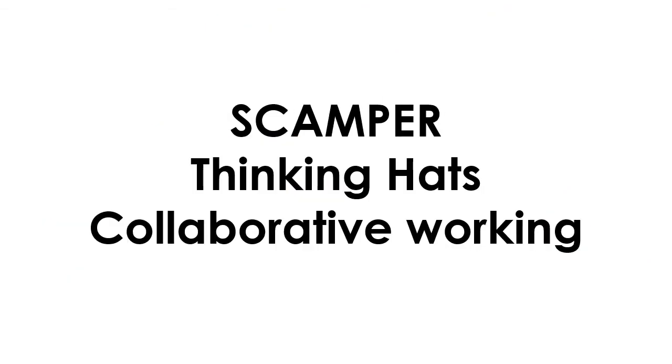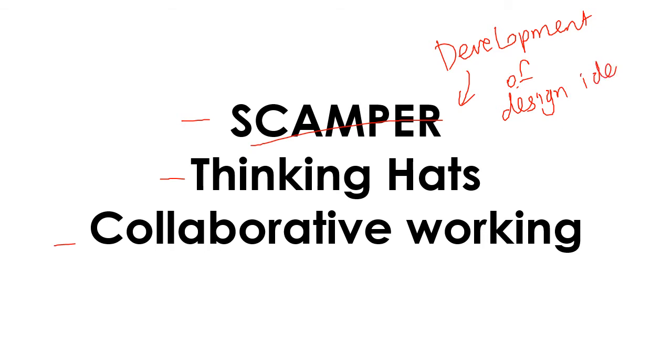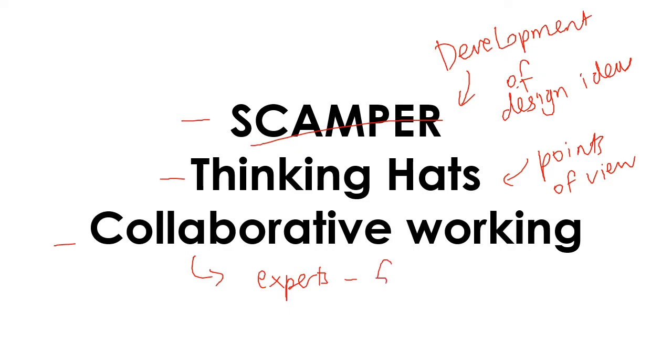Okay, these are some strange design methods, one called Scamper, which I used in my design degree. I've never liked it, but it's a way of developing design ideas. Thinking hats, which you'll probably remember from primary school, is a way of considering things from different points of view. And I've got a few slides to talk about this in a second. And collaborative working, bringing in lots of experts from different fields.